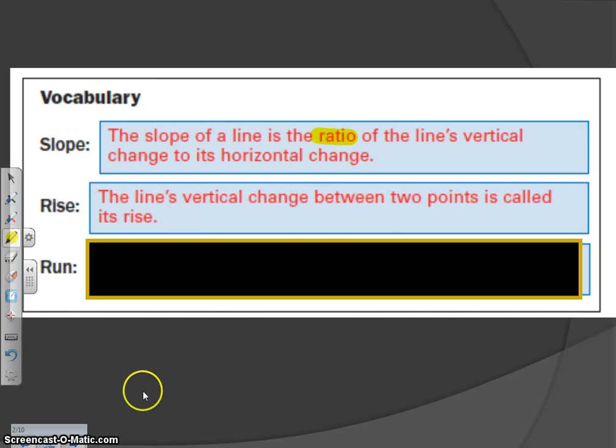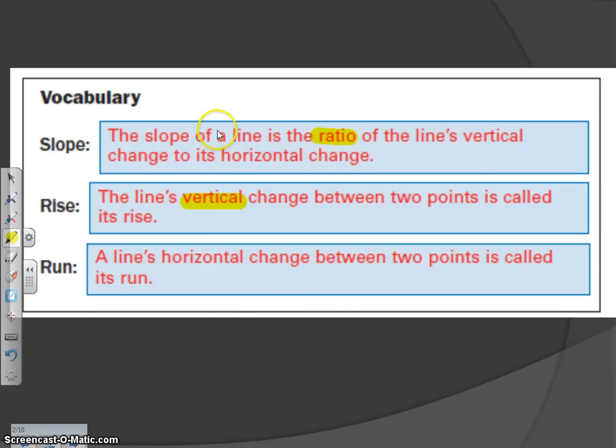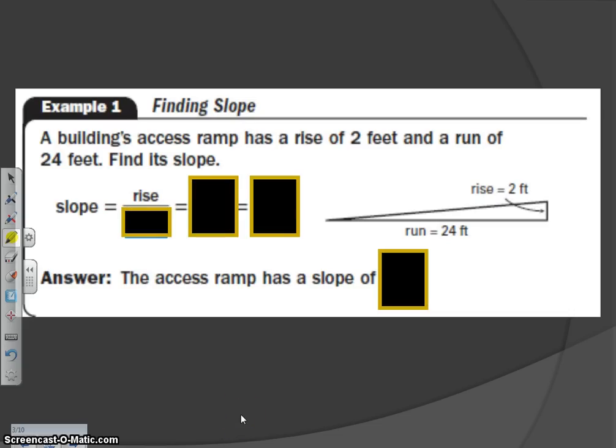Rise. The line's vertical change between 2 points is its rise. It's the vertical change, up and down. Run. A line's horizontal change between 2 points is called its run. Horizontal, left and right. To find the slope, you take the rise over the run. This is what you'll need to remember.